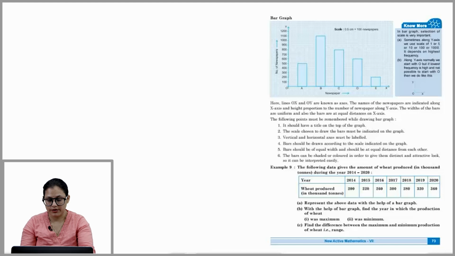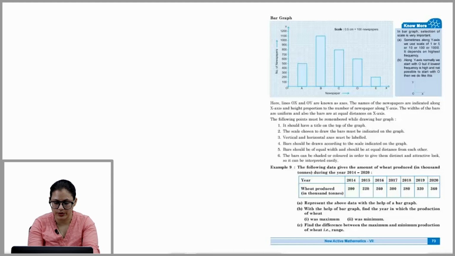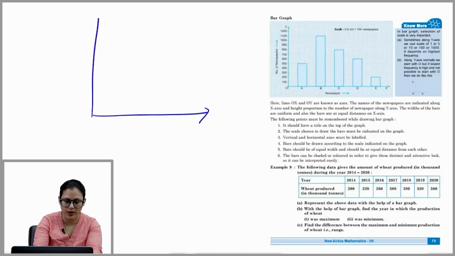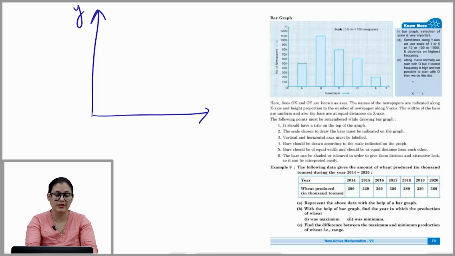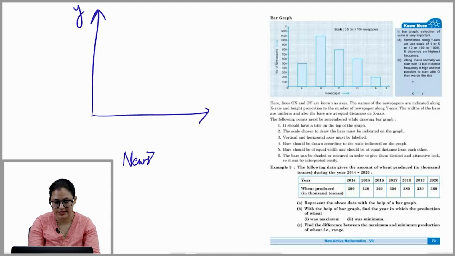So this is the bar graph. This is the x-axis and this is the y-axis. We have 2 axes. The x-axis is also known as the horizontal axis, and the y-axis is also known as the vertical axis. So here we will write the newspapers, that is A, B, C, D and E, and here we will write the number of newspapers.